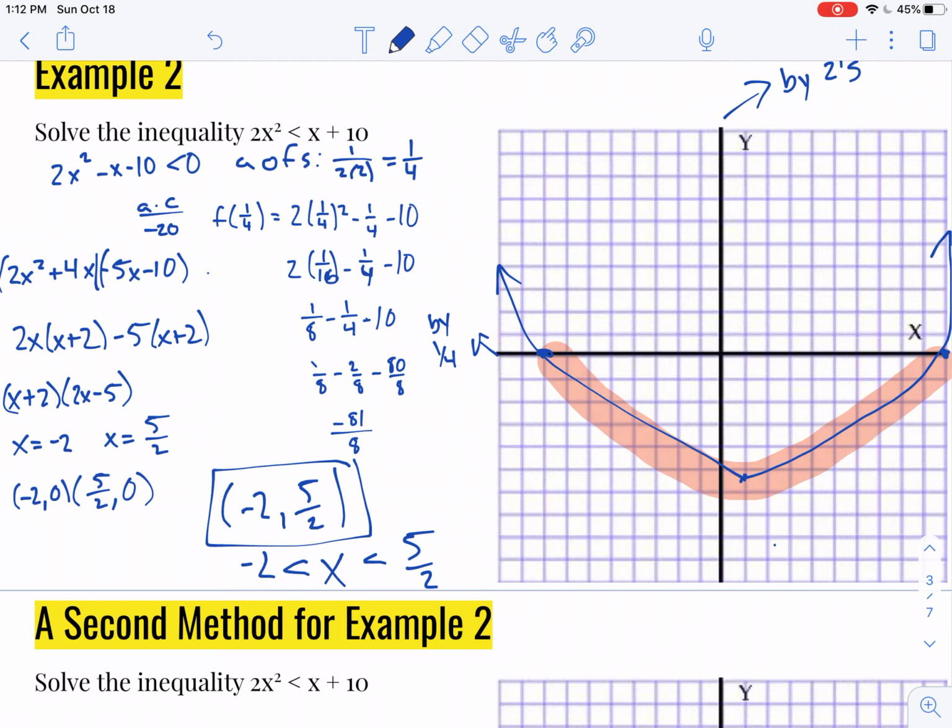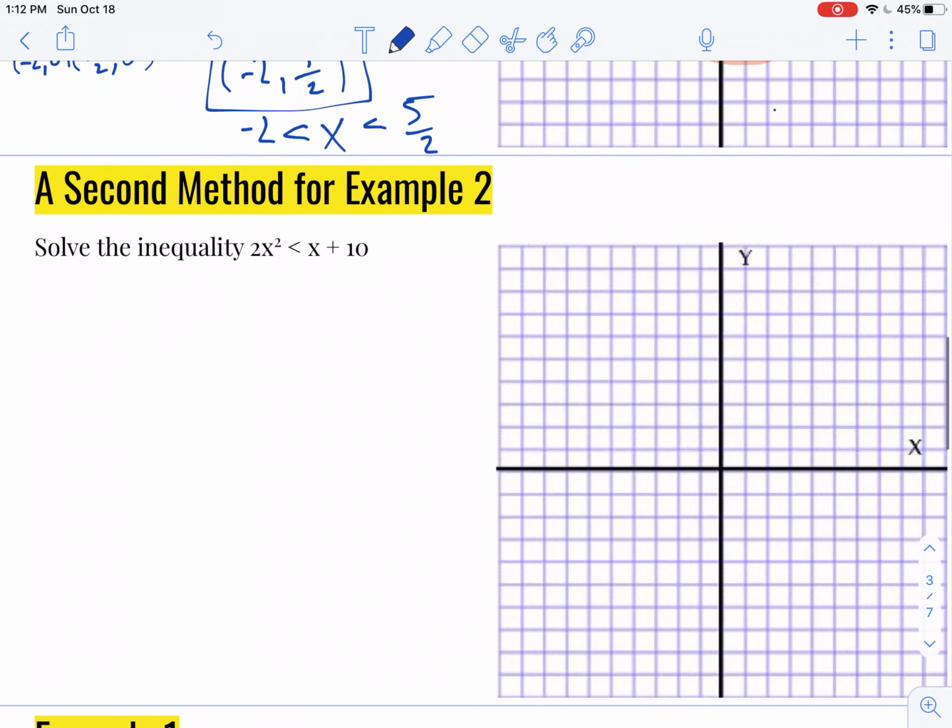Now, you might be asking, this is different than the original question. This is not 2x squared less than x plus 10. This is 2x squared minus x minus 10 less than 0. Well, there's a second method, for example, too. I'm not the world's biggest fan of this because you're still going to end up doing a lot of the same work that you would have done prior, but the book does show it to you. I feel obligated to show it to you. Maybe this will make more sense to you.